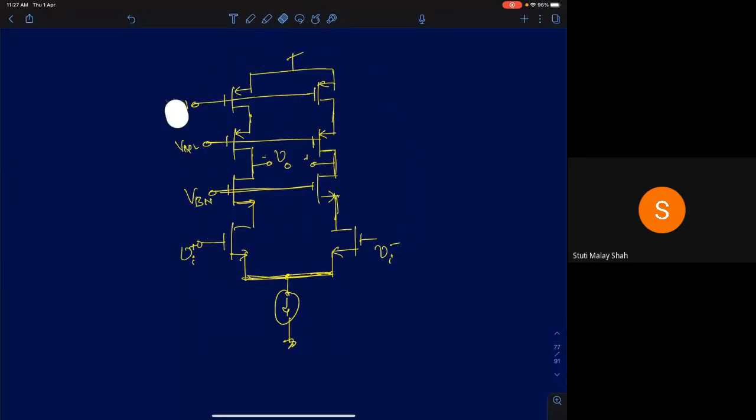Okay, of course, I can generate these bias voltages using a current mirror. This is a very poor implementation of the current mirror, but you can even use a wide swing current mirror if you want to. So this is how we realize a cascode amplifier, a fully differential NMOS input telescopic cascode amplifier.